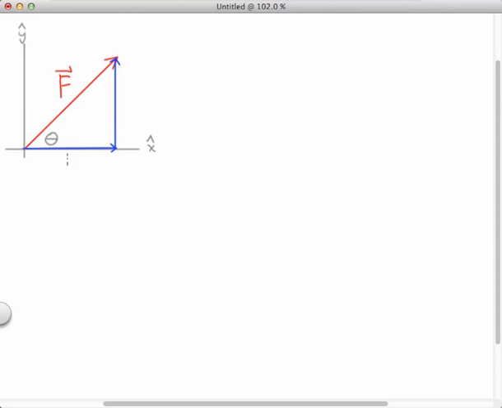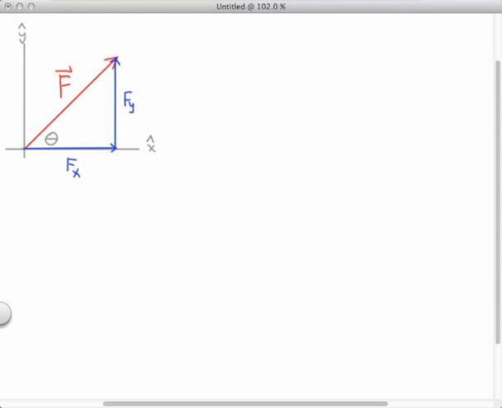This will be f sub x, and I'm just not putting the vector notation above it, the arrow, because really I'm just interested in the magnitude of it. And this will be f sub y. So f sub x, however long it is, is the component of the vector f in the x direction. Now that just means that's how much the vector f points to the right. Likewise, f sub y is the component of the vector f in the y direction. It's how much that vector points up.